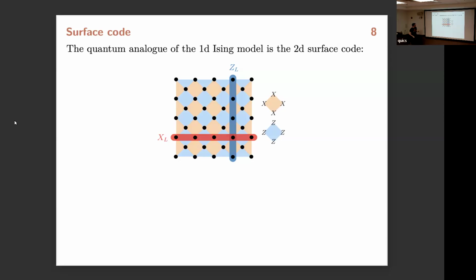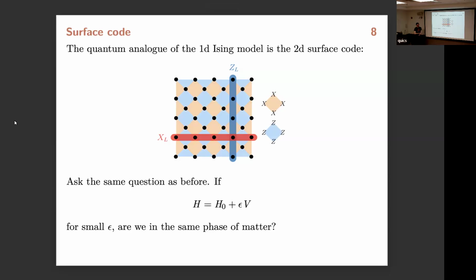Okay. And again, we're going to ask the same question that we did for classical codes. If we take the Hamiltonian H naught, which is now a sum of the X and Z type checks, and I add an arbitrary perturbation V, am I in the same phase of matter, up to some order 1 strength epsilon?